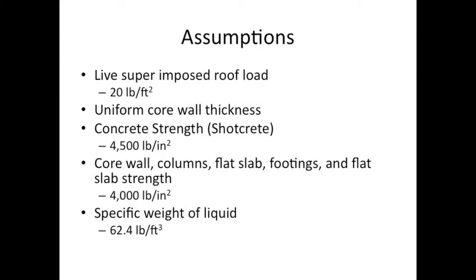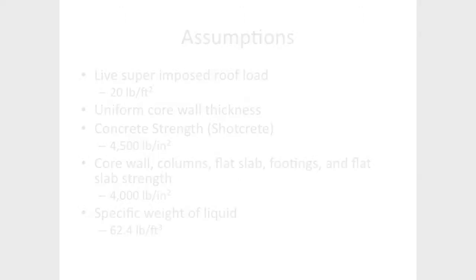The concrete strength we took into account is 4,500 pounds per square inch for the shotcrete and 4,000 pounds per square inch for the core wall, columns, flat slab, footings, and floor slab. We also used the specific weight of liquid, which is 62.4 pounds per cubic foot.